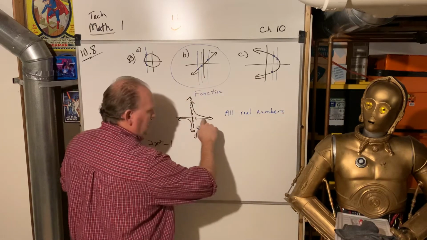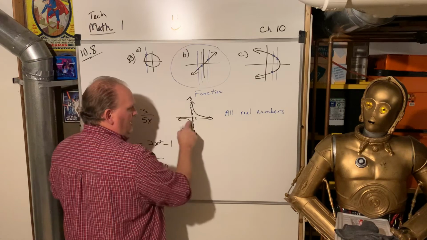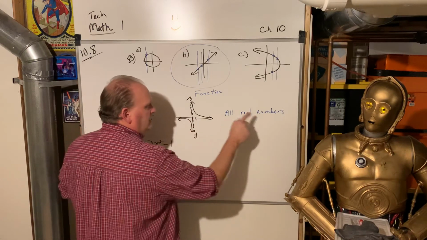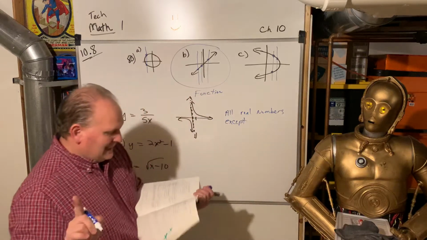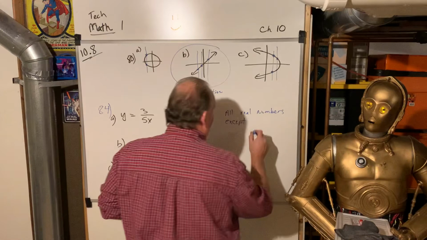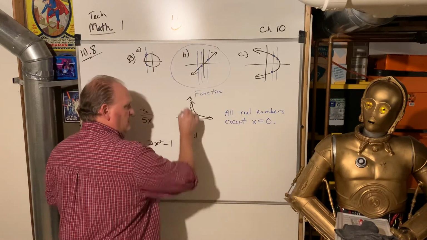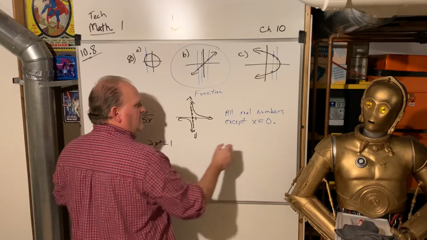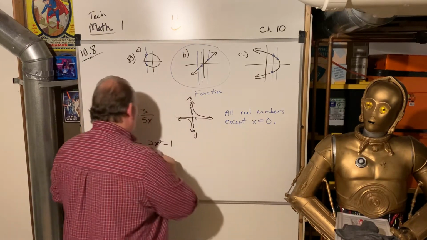Because look, x can be anything 1 through, and x can be anything -1 through, and even 0 to -1. All real numbers except x is not allowed to be 0. Because if you put in 0, you divide by 0, and that's not allowed. That's why there's a vertical asymptote there separating it. So it'll never, ever be 0. So all real numbers except for 0.